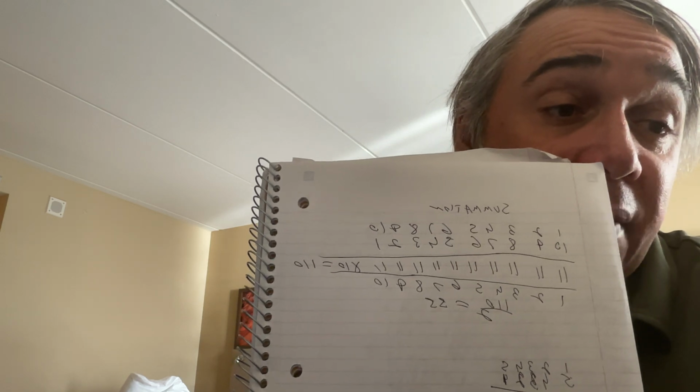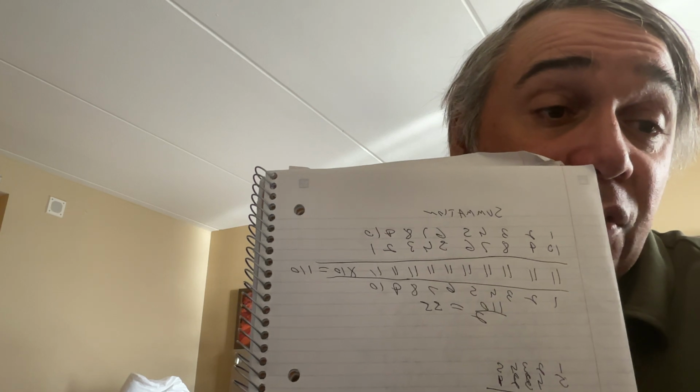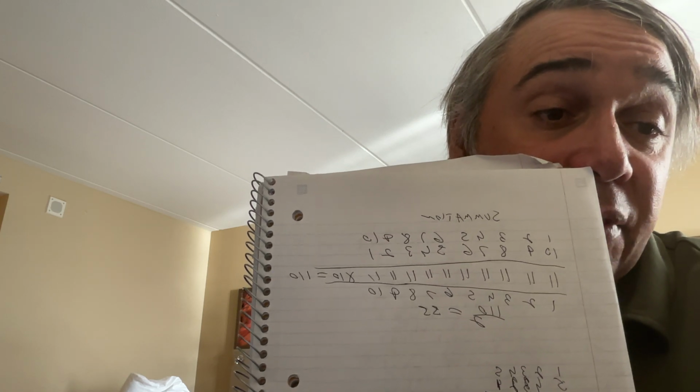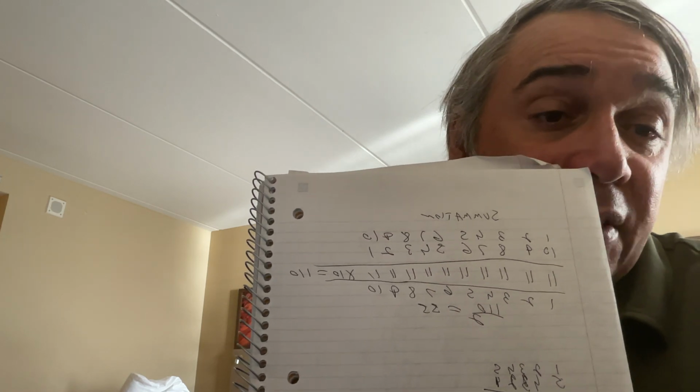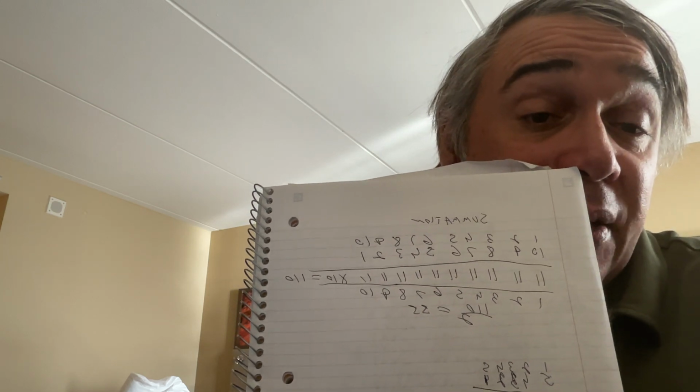1 plus 10 is 11. 2 plus 9 is 11. 8 plus 3 is 11. 7 plus 4 is 11. 5 plus 6 is 11. 6 plus 5 is 11. You get 11 ten times. So 11 times 10 gives you 110.